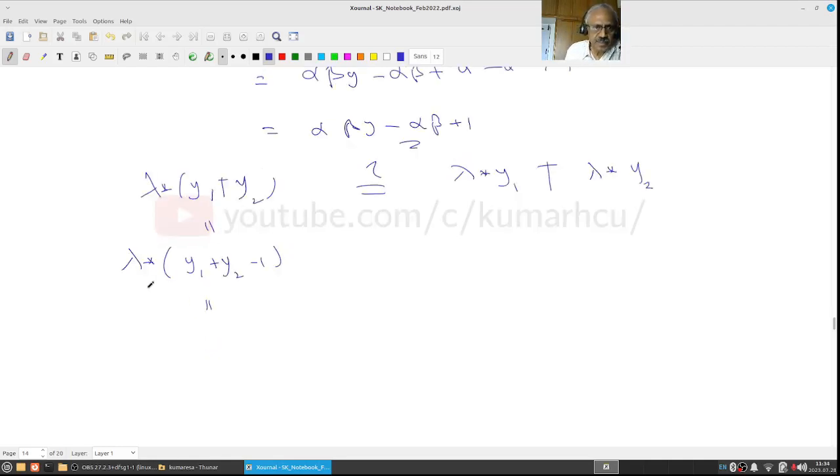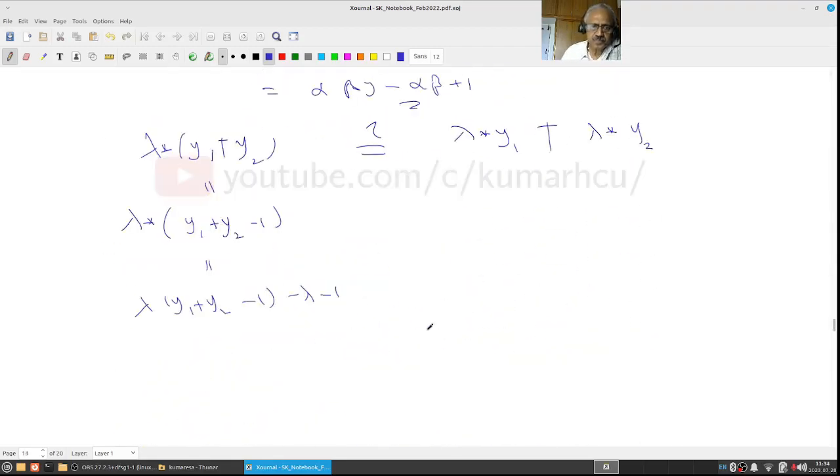But now this is lambda times y1 plus y2 minus 1, minus lambda, plus 1. You understand that? This is lambda y1 plus lambda y2 minus lambda plus 1. That is lambda y1 plus lambda y2 minus 2 lambda plus 1. This is what it is. Here let us look at this. This is lambda y1 minus lambda plus 1.